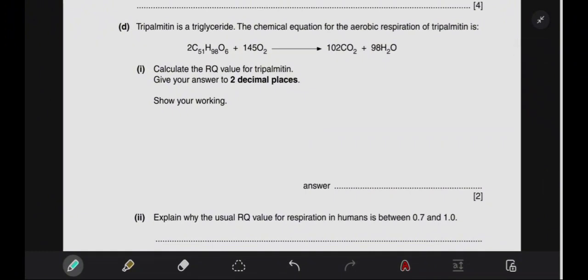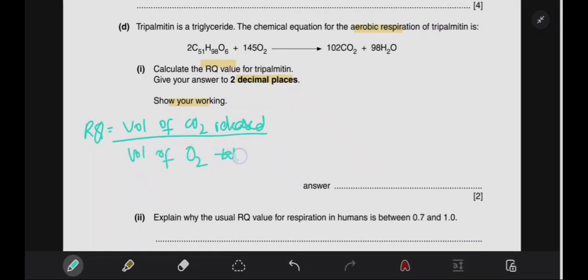Tripalmitin is a triglyceride. The chemical equation for the aerobic respiration of tripalmitin is given. Calculate the RQ value for tripalmitin. Give your answer to 2 decimal places. Show your working. The formula for RQ value is volume of carbon dioxide released over volume of oxygen taken. The volume of carbon dioxide released is 72, and the volume of oxygen taken is 102. That's 0.70.